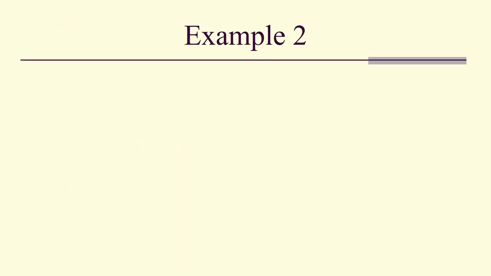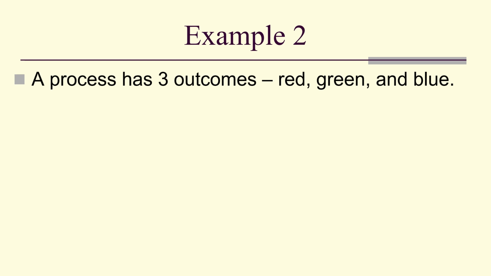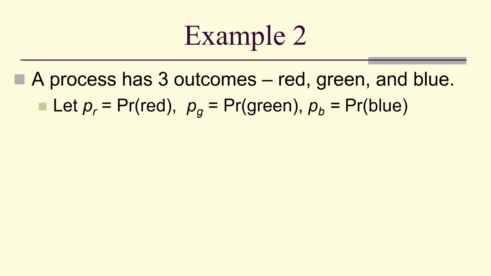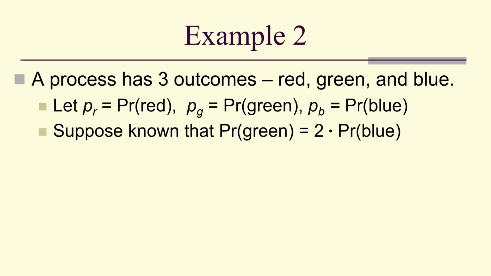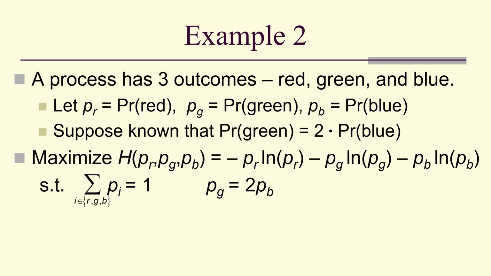So let's look at our second example. Suppose a process has 3 outcomes, red, green, and blue. P sub r is the probability of red, P sub g the probability of green, P sub b the probability of blue. And suppose that we're given the constraint, in other words, we're told that the probability of green is twice the probability of blue. Then we want to maximize our entropy subject to the sum of the probabilities is 1 and P sub g is equal to 2 P sub b. As constraints, we would have these equal to 0.